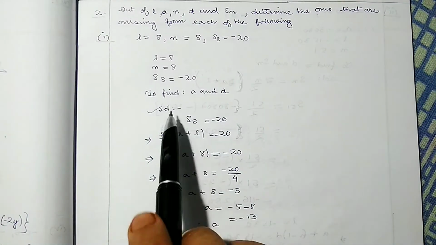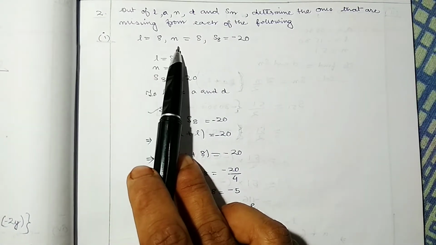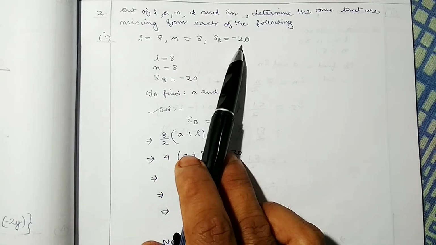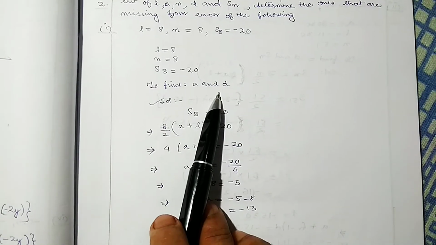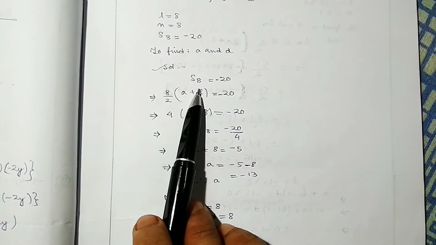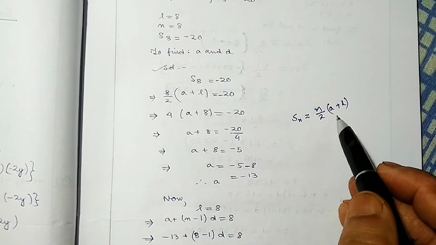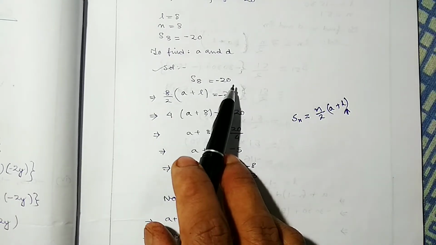Now here, first term is not given. Last term is given 8. Number of terms 8. And sum of 8 terms is minus 20. So since these 3 are given and we have to find A and D, first of all we are going to use the sum formula. S8 is given as minus 20. So here we are using the second formula. Why? Because last term is known.